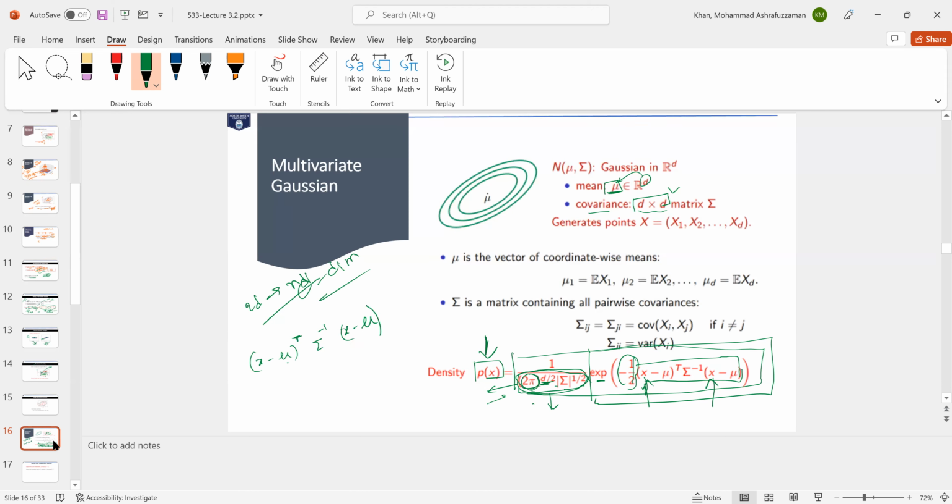And we know this is a quadratic function that gives us a scalar value, and the scalar value will be of this form: all the quadratic terms of the x minus mu vector.